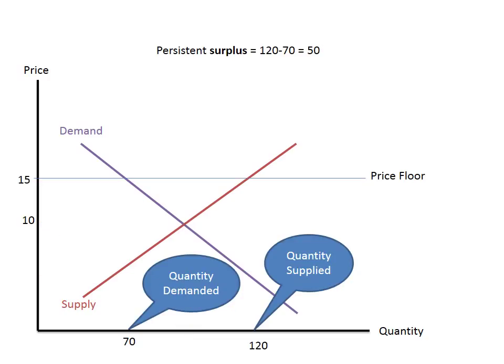In this diagram, the government imposes a price floor of 15 when the market price is 10. This price floor will have an effect. At the price floor of 15, quantity demanded is 70 and quantity supplied is 120. So this creates a persistent surplus of 50.